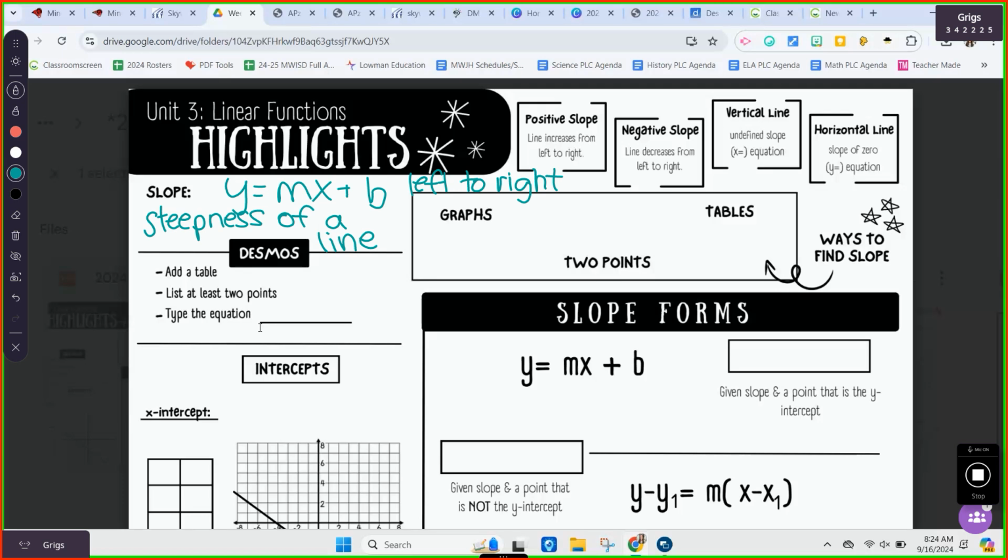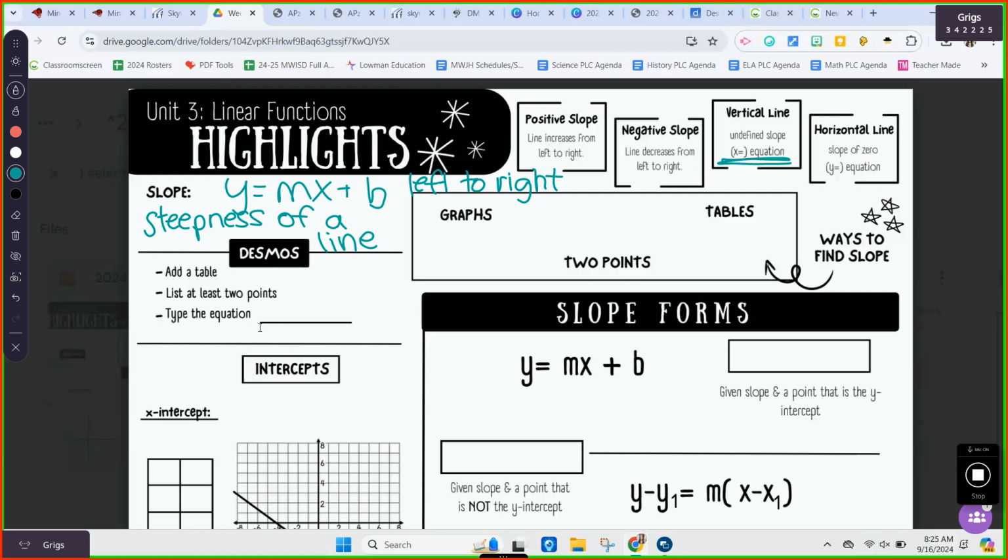So, this is where we get confused. Undefined. Is there a leftmost point on this vertical line? No. That means it's undefined. If I can't define the leftmost point, it is undefined. So, those will be x equals equations. That would be something to underline.